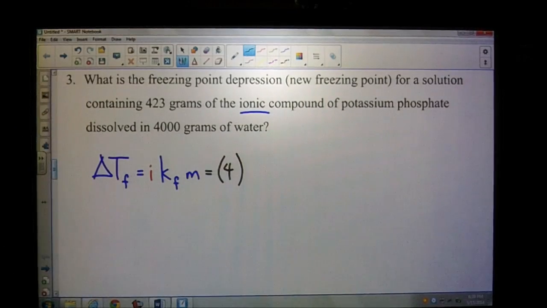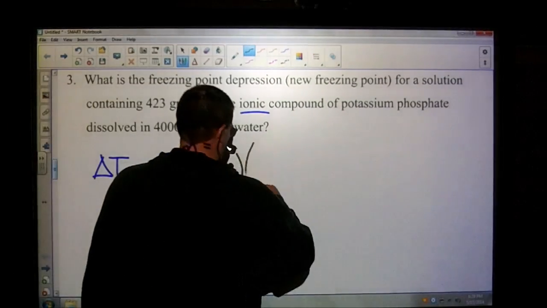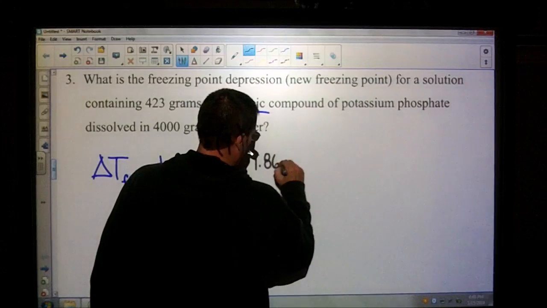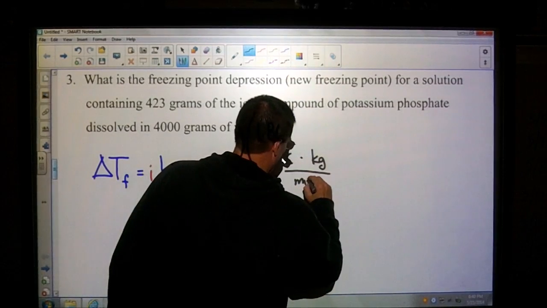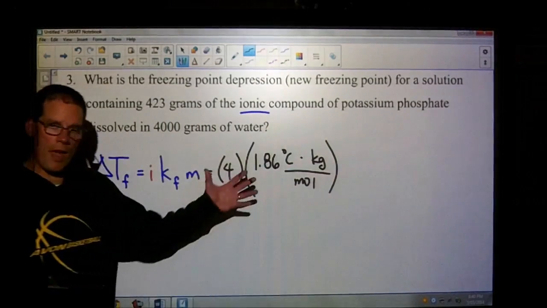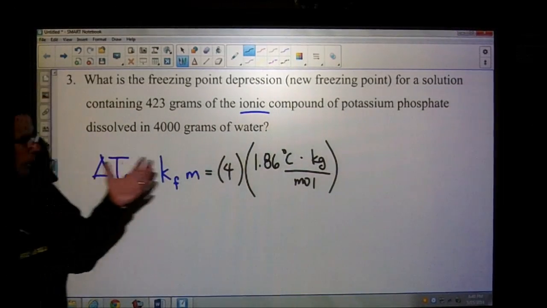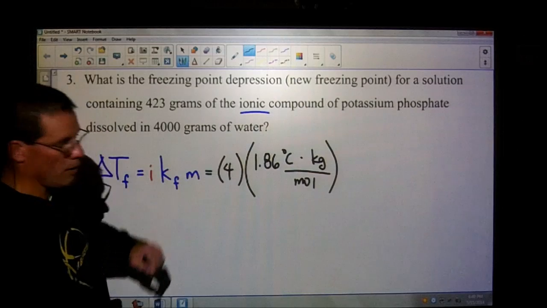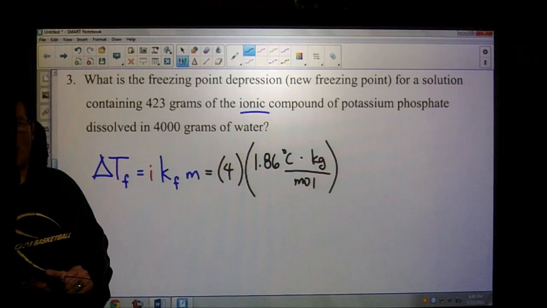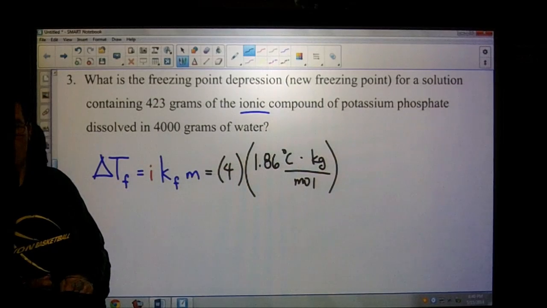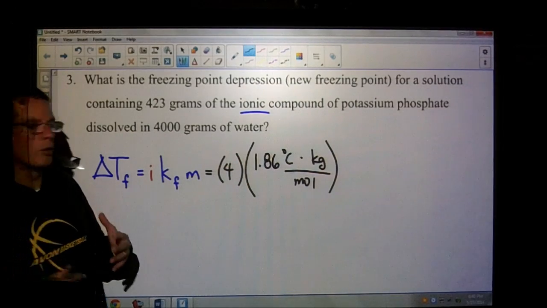Since we are freezing, the constant for the freezing is 1.86 kilogram per mole. That value is on the back of your periodic table. It is in your notes. It is readily accessible, so please don't freak out or panic about where to find that. It's too easy for you. You just have to look for it.